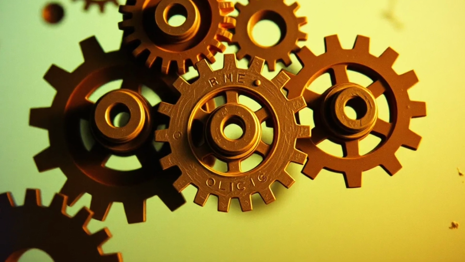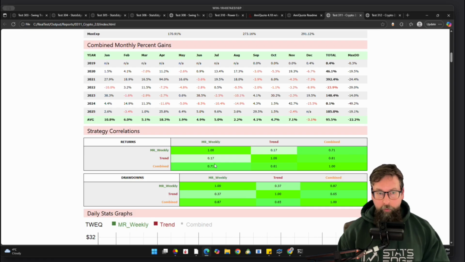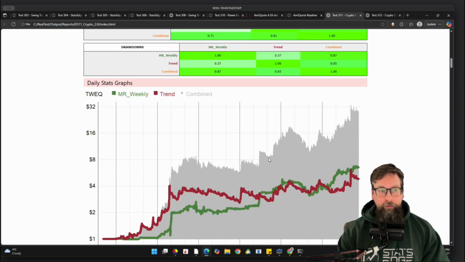However, in the crypto space, when everything is going to be moving together, this low of a correlation is something that's interesting to me. And then same with the drawdown, a 0.37, a little bit better than before, but again, you're seeing these return correlations really shrink. And then just looking at the equity curve, it looks like it's smoothing out a bit.